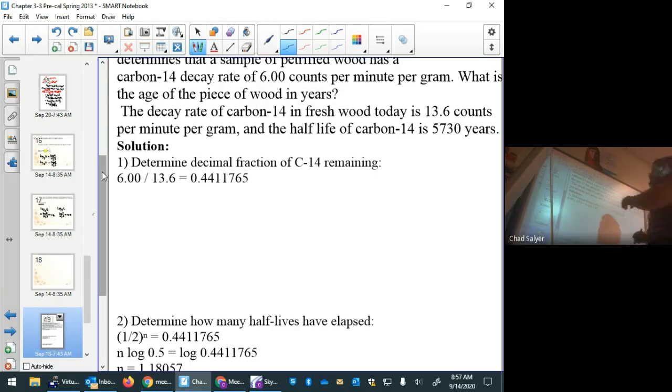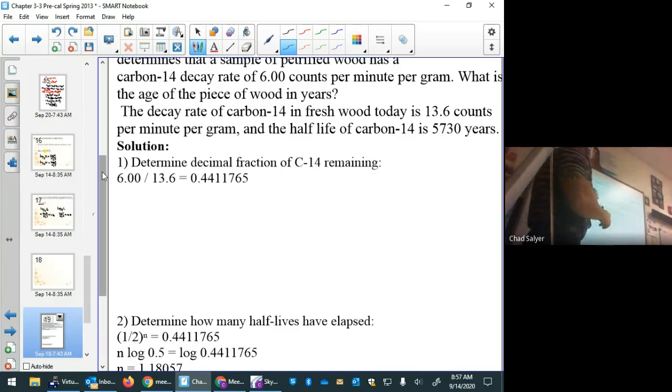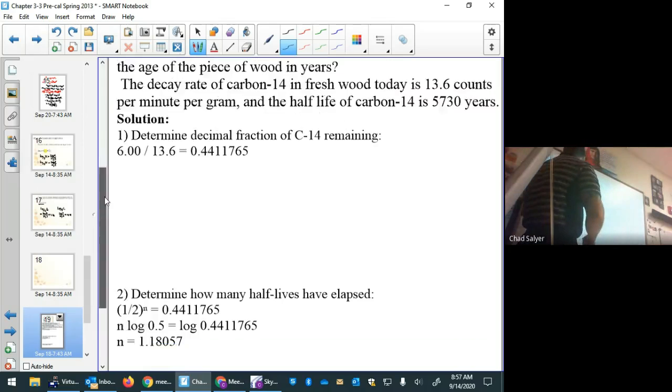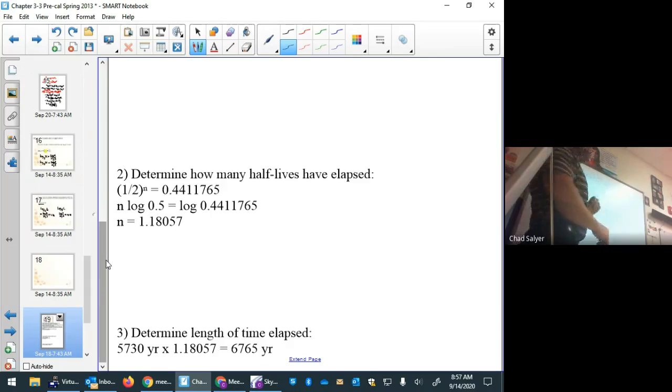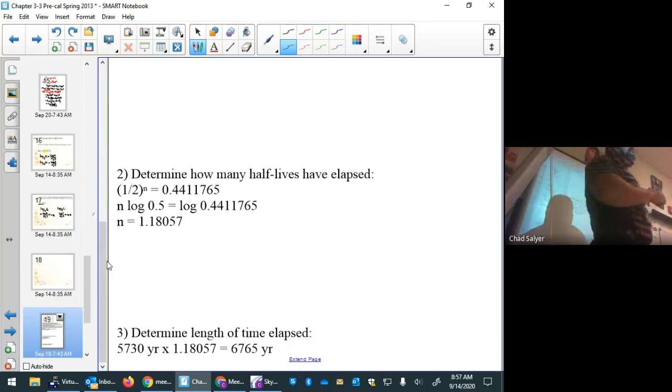And so if it's picking up this many, that's about 44% of what we would expect from a new piece of wood. So the question now is, how many half-lives is 44%? Well, it's about 1.18, and then we multiply that by the half-life of the element in question, which is 5,730 years, and the result's about 6,765 years. You don't have to write this down. I just wanted to show you how this might be used.